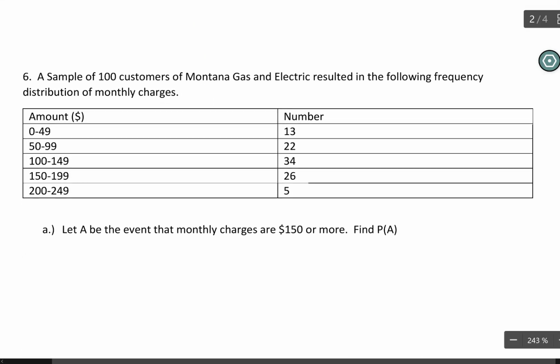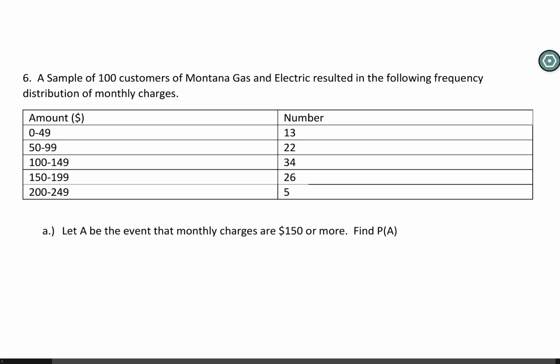Now let's take a look at number 6. Number 6, we have a sample of 100 customers of Montana Gas and Electric, and this is in regards to their monthly bill. So 13 people paid an amount between $0 and $49, 22 people paid between $50 and $99, and so forth. Part A says let A be the event that monthly charges are $150 or more. We want to find the probability of A.